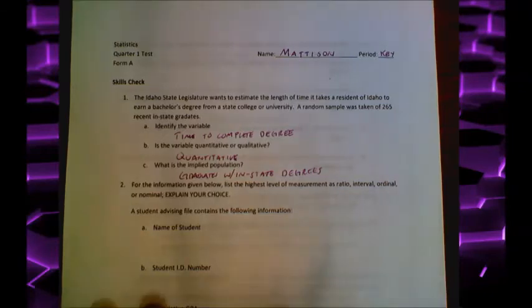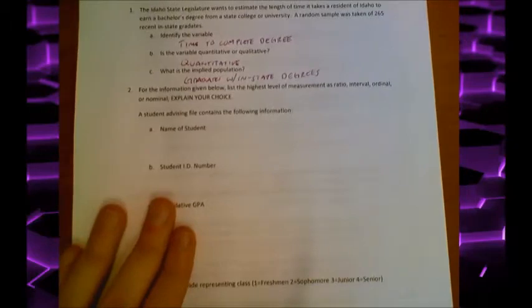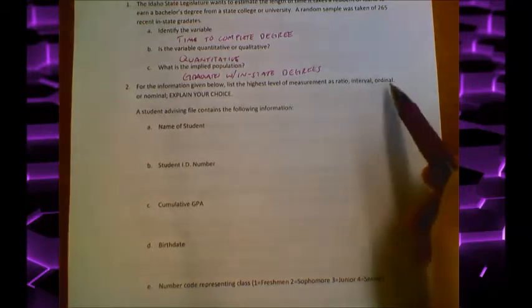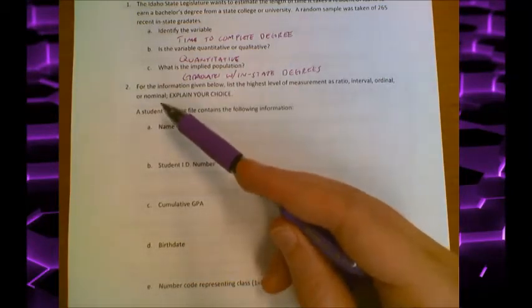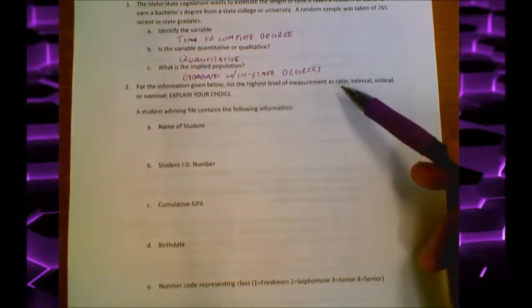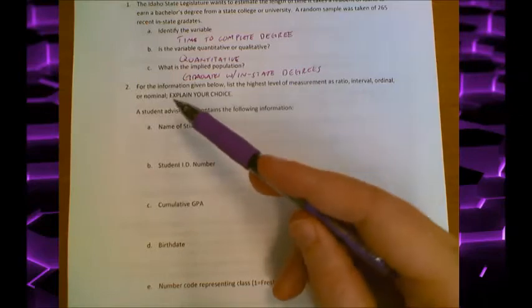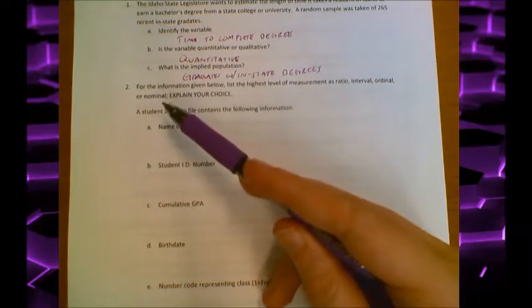All right, so take a look down here for part 2. Now number 2, we're trying to basically determine, is this measurement ratio, interval, or nominal. Now nominal is your least mathy, whereas ratio is the most mathy, in that you can do the most math stuff with ratio. You do basically no math stuff with nominal.